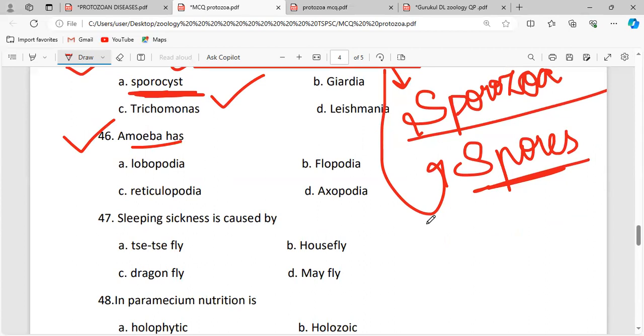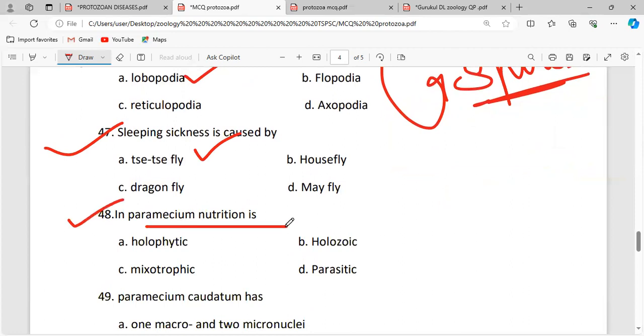Amoeba has which type of pseudopodia? These are all the types of pseudopodia, and amoeba has which type? Once again, lobopodia is the correct answer. Sleeping sickness is caused by the tsetse fly. Okay, sleeping sickness, very good.